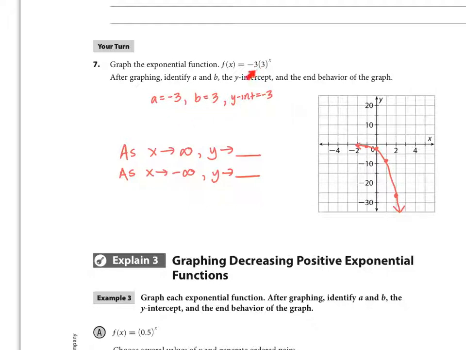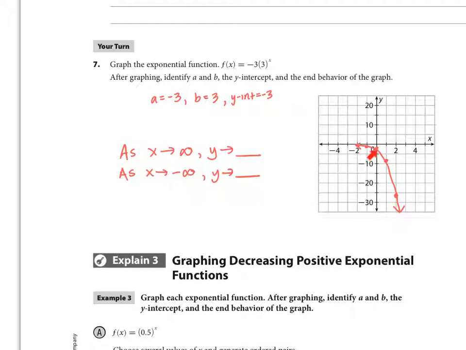Our function, negative 3 times 3 to the x, the a value is negative 3, the same as the y-intercept. The b value is 3. So I know that my y-intercept is negative 3, so there it is. I did think about the inputs and outputs, so try to get some accurate points. If you plug in 1 as your input, we will get negative 9. 2 as your input gives, looks like negative 27. Okay, and so it's going to have this sort of shape.